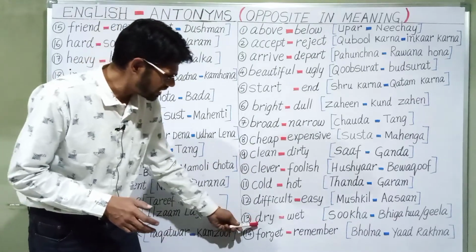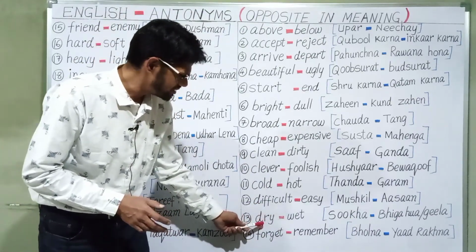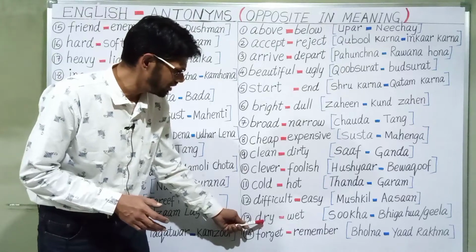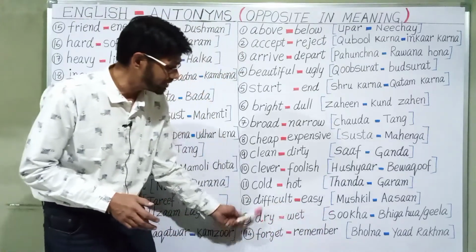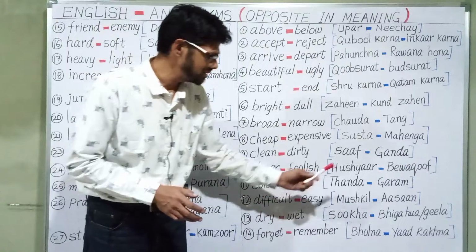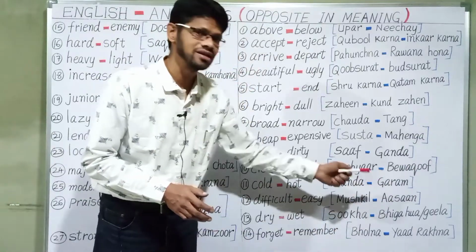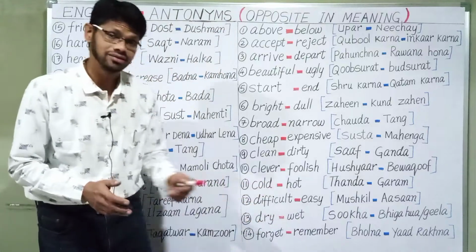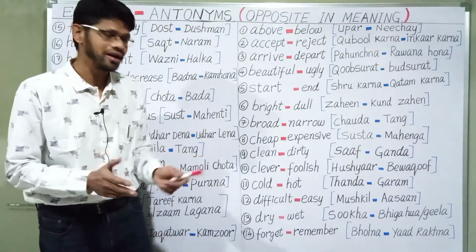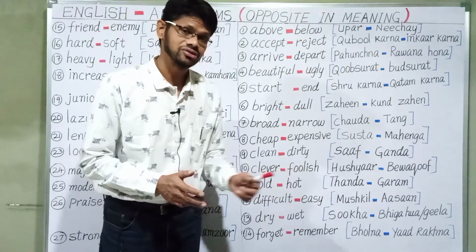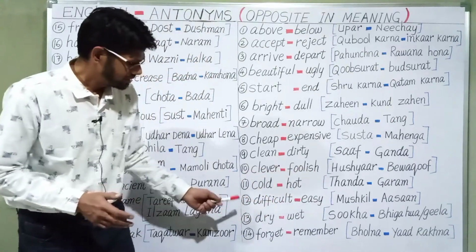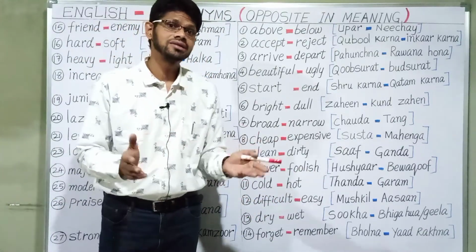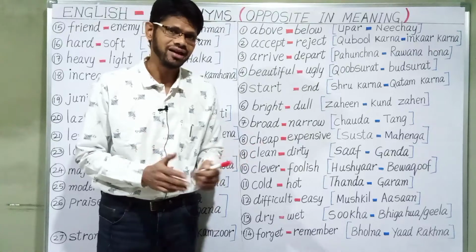Next one, dry and wet. What is the meaning of dry? Sukha. So what is the opposite of dry? Wet. Wet means bhiga hua ya gila. In our national language we say gila. So dry land. This land is very dry. So dry land and wet land. Agriculture is not possible in dry land.